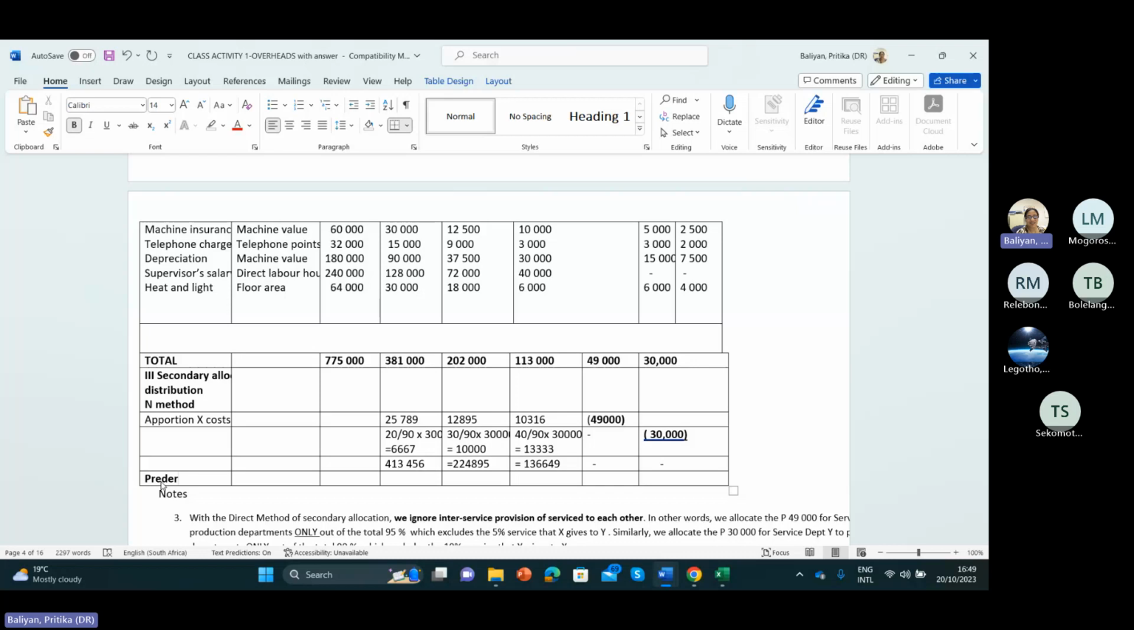So the predetermined overhead rate: you calculate 413,456 divided by 32,000. Then you will get the figure.